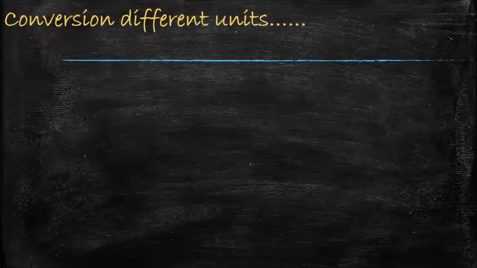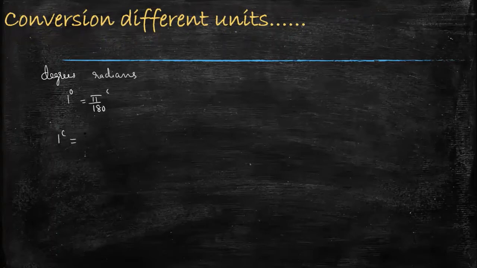Now I told you that degrees and radians are the most commonly used units of angles. And we know the relation also. We have already seen that 1 degree is equal to pi by 180 radians and 1 radian is equal to 180 by pi degrees.